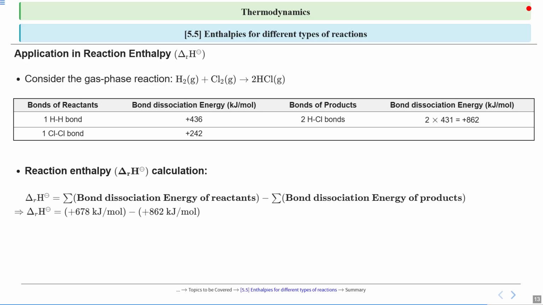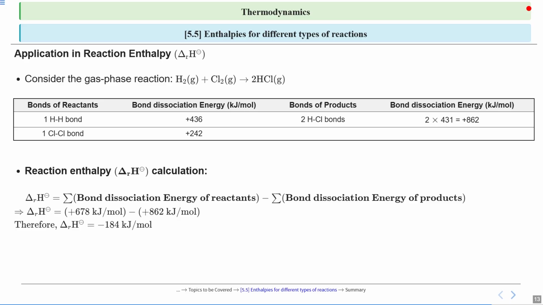So simply add both of these, hydrogen and chlorine, which are on the reactant side. So 436 plus 242 will give you 678. Then for the HCl, we have only one kind of species, but it is present in 2 moles, and it has a value of 862. So let us put it on the negative part, right? If you do this calculation, you will get your enthalpy of reaction as minus 184 kilojoule per mole.